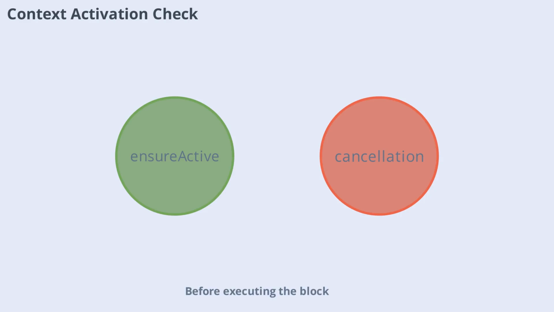Before executing the block, withContext checks if the new context is active using ensureActive. If the context has been canceled, a cancellation exception is thrown. This step is crucial for maintaining structured concurrency and preventing operations from running in a canceled context. It's a safety mechanism that ensures only active coroutines proceed with their tasks.